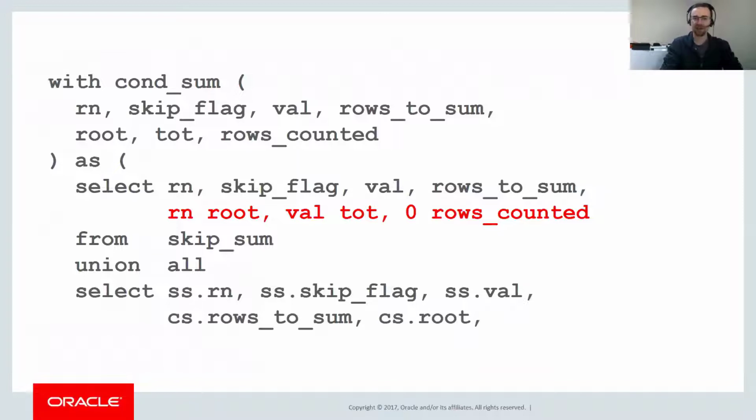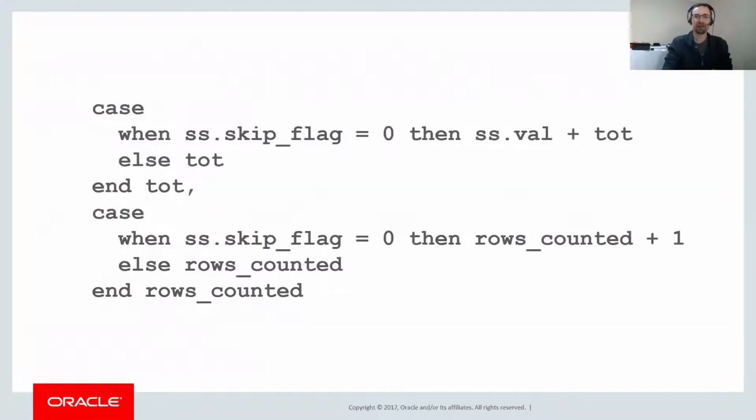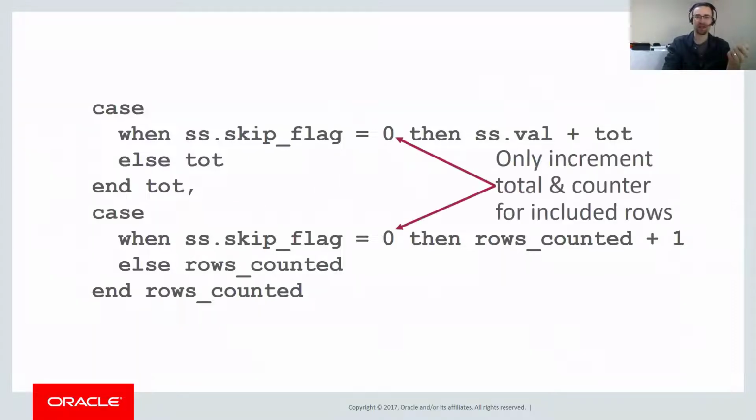Then we've started off our recursive query. And as I said, these values, running total and rows counted, are the interesting values, because what we need to do is say, when the skip flag is 0, increment the total and increment the counter, but only when it is 0. So we're checking this value, adding or incrementing as appropriate. Otherwise, we just return the current value. Everything stays the same.